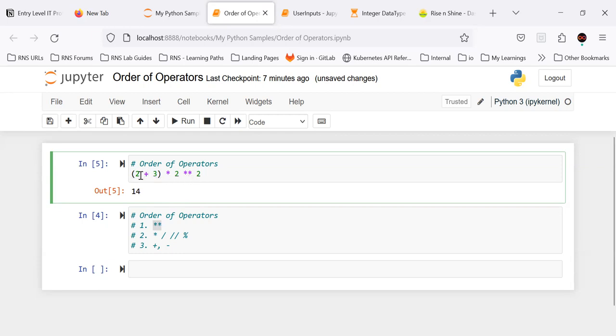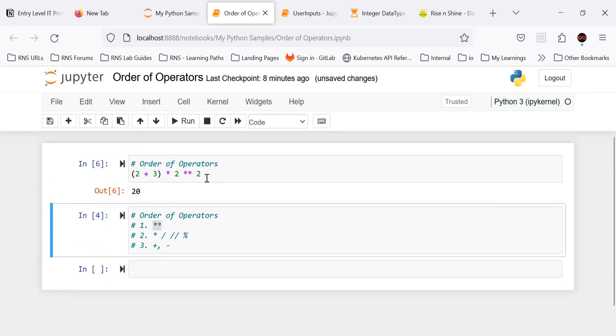Now, if you see this, what is the output we are going to have? 5 into 2 power of 2. That means 2 power of 2 is going to be performed first, which is 4. Here it is 5, and here it is 4. 5 into 4 is 20. Did you get the point now? This is about the order of precedence.